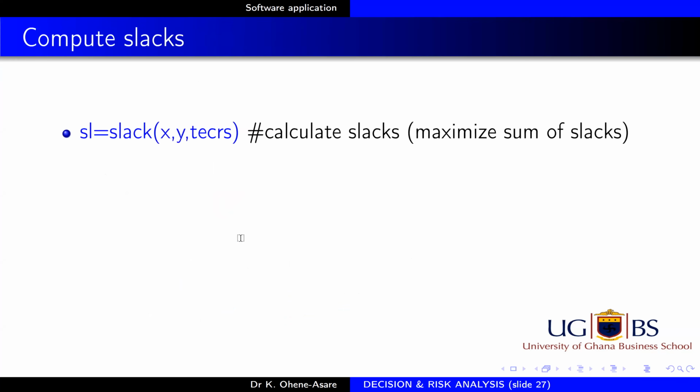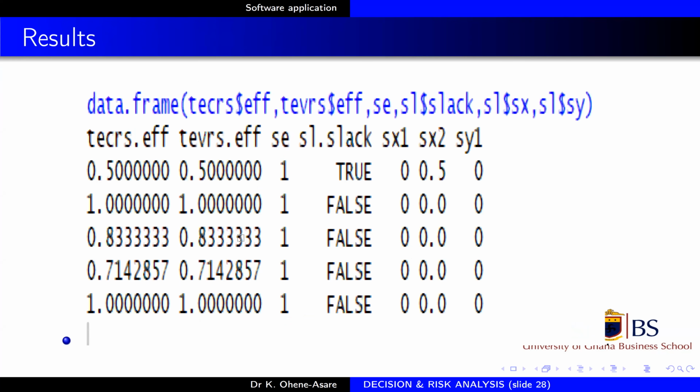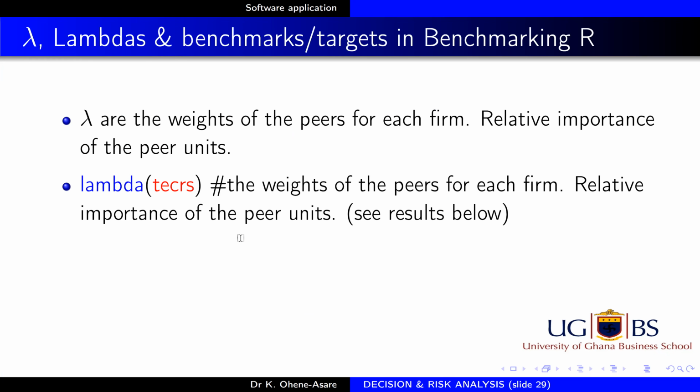All right. We have already spoken about slacks and scale efficiency, and then we've spoken about lambdas. I want to now explain something quickly about lambdas. Lambdas, we've already said, are the weight or the importance of the peers. This is important. The word is the weight of the peers for each firm.